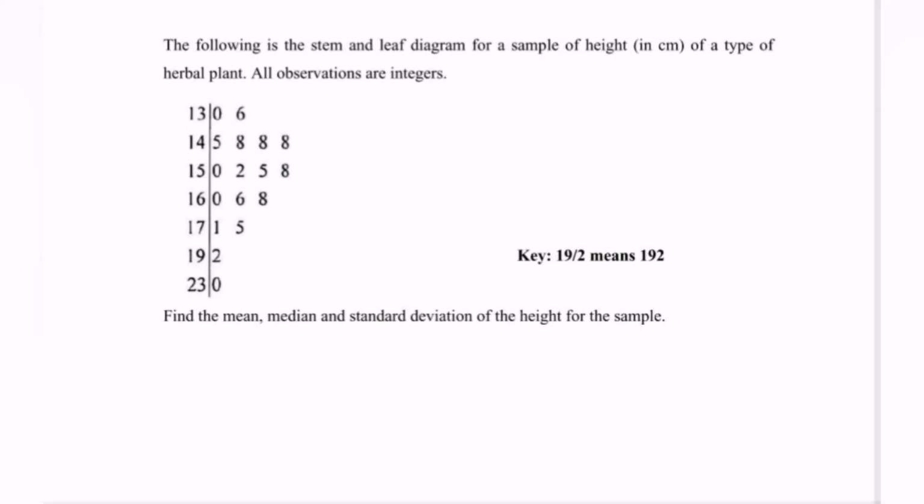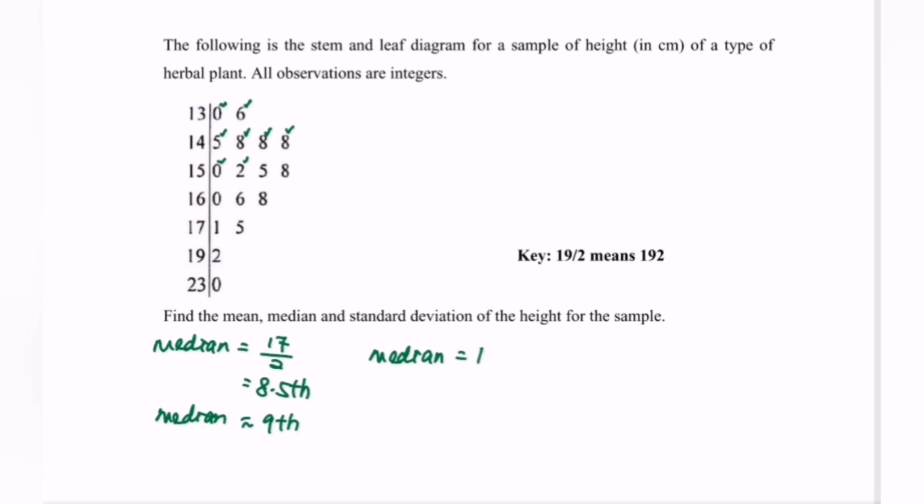Next is to find the median. In here we have 17 terms. So the median is equal to 17 divided by 2. So here we have 8.5 terms. Since this is not an integer, we have to round up, meaning that the median is the 9th term. By referring to the stem and leaf diagram, the first term, second term, third, fourth, fifth, sixth, seventh, and so the median is equal to.